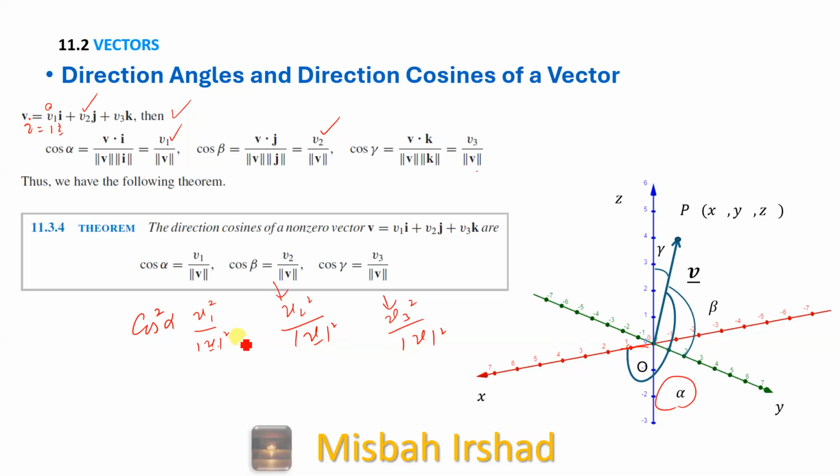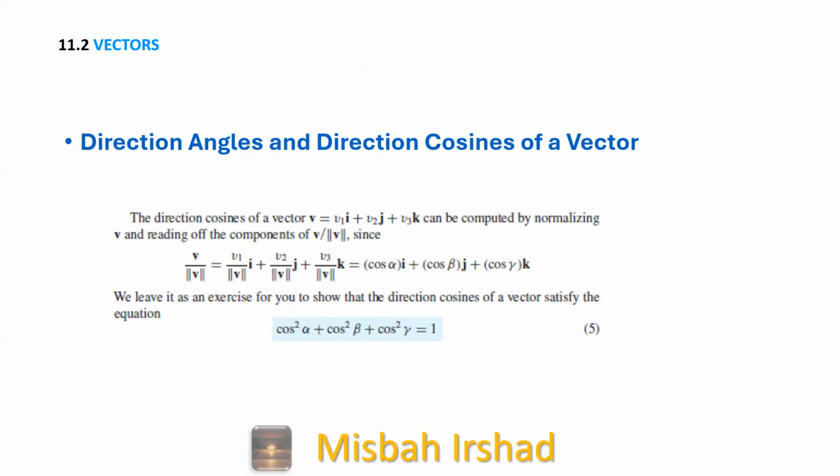So if we add all these, we get v1 square plus v2 square plus v3 square, which is equal to the square of the magnitude of v. So this is the magnitude of v squared over the magnitude of v squared, and this is equal to 1. So this is the result: cos square alpha plus cos square beta plus cos square gamma is 1.